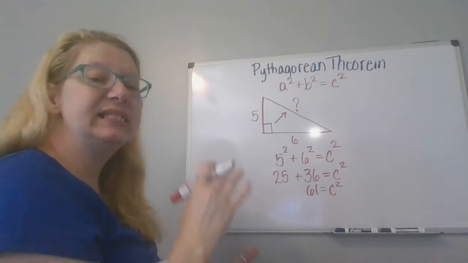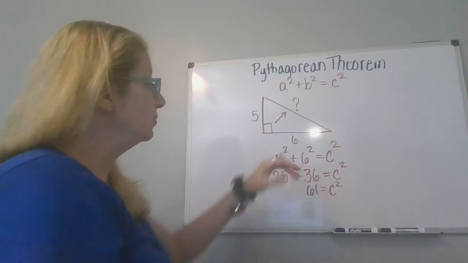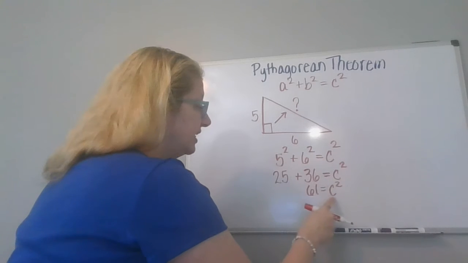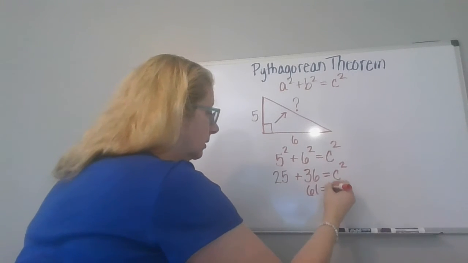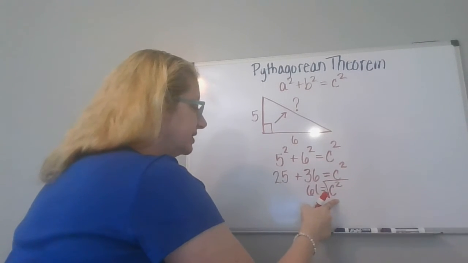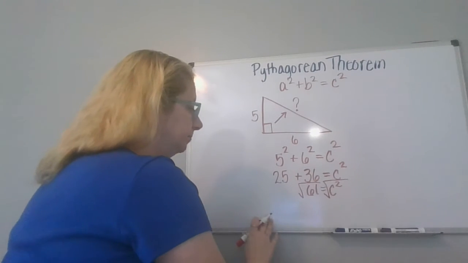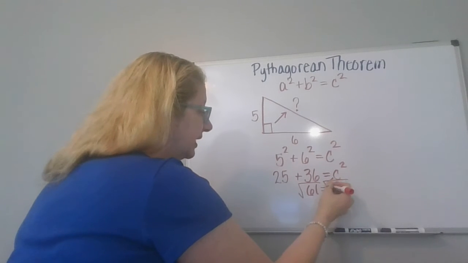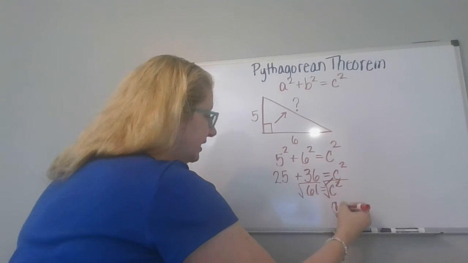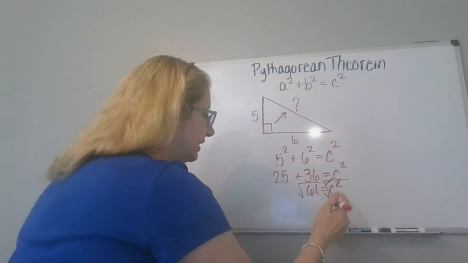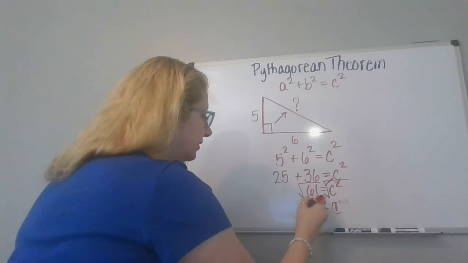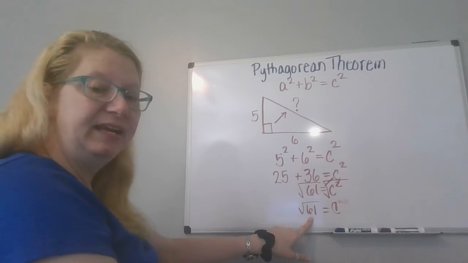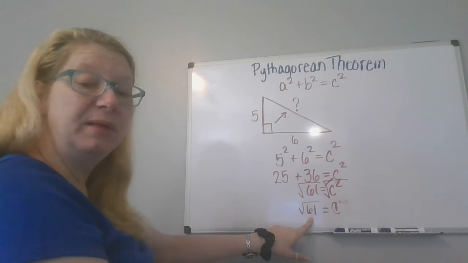Now I don't want to know what c squared is. I need to know what c is, what the length of this hypotenuse is. So in order to find that, we're going to have to take the square root of c squared. And if I do it to the right side, I also have to do it to the left side. Remember that our root and our square are going to cancel out. So we're left with c equals the square root of 61. We cannot simplify that any further. 61 is a prime number.